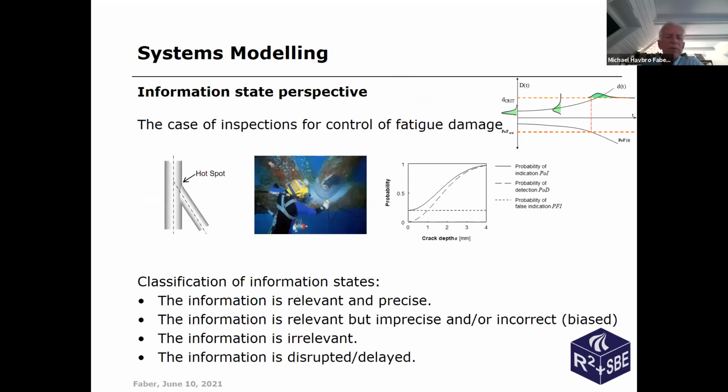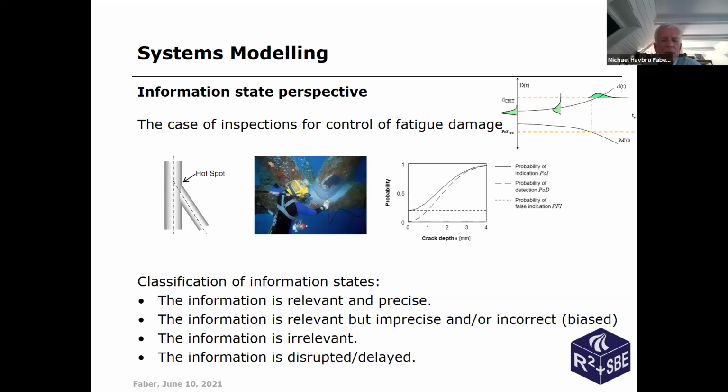So when we look at the information, it's useful to look at a broader classification of information states which are interesting, and that is that the information could be relevant and precise. So it's actually the information we need, and it's precise, no uncertainty.